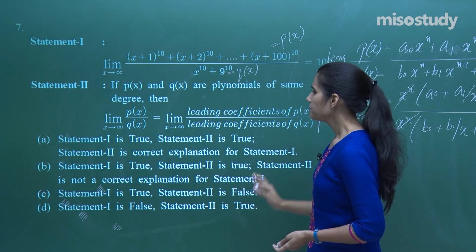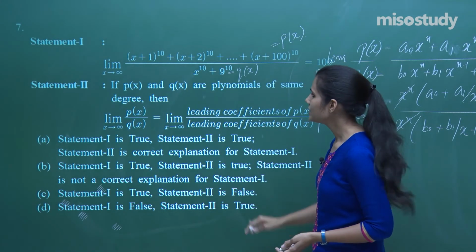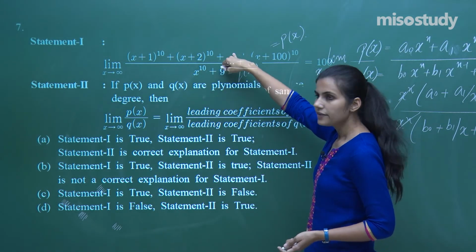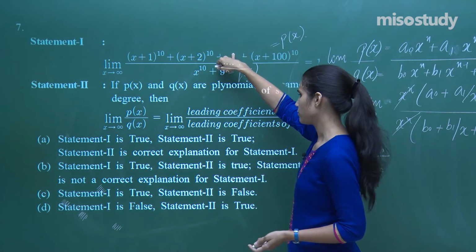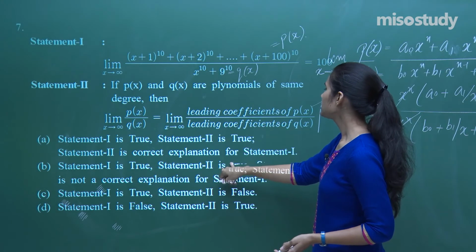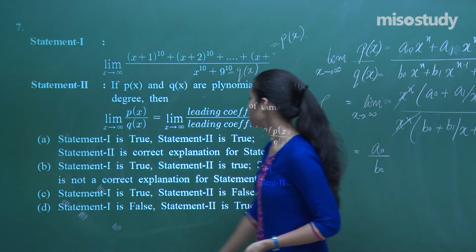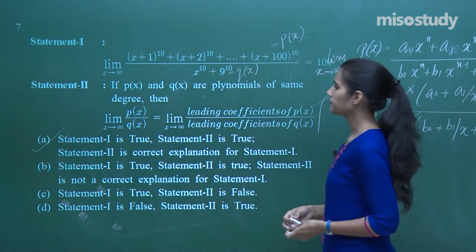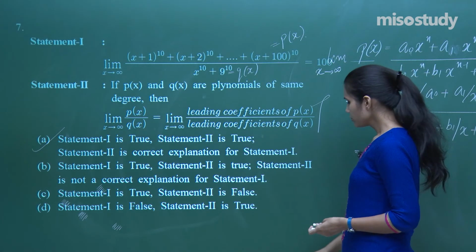So yes, statement 1 and statement 2 both are true, and statement 2 is actually giving the correct implication for statement 1. So statement 1 is true, statement 2 is true, and statement 2 is the correct explanation for statement 1. Clear? Let's move on to the next question.